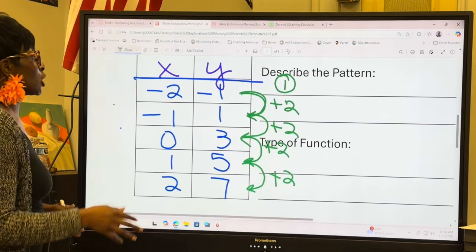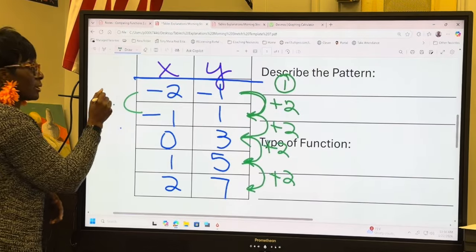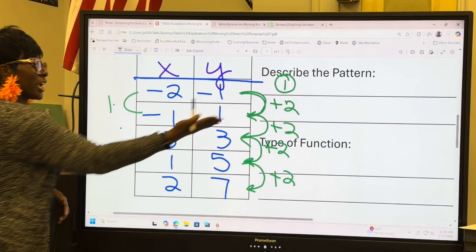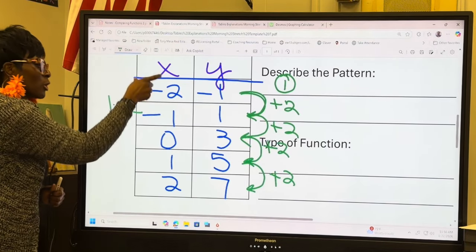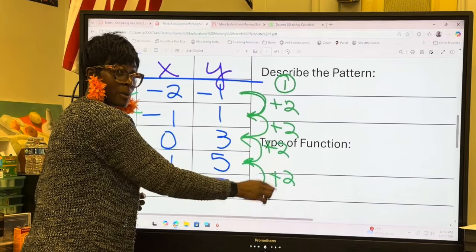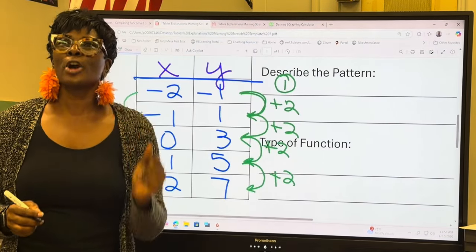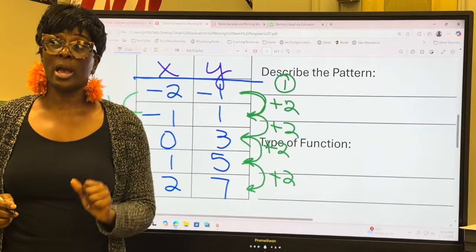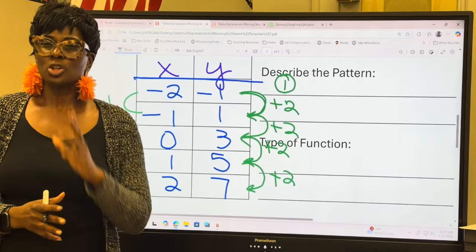If I had to find a slope for this, the slope would be 2 over what? 1. The change in y over the change in what? X. But for these, we don't really have to worry about these because they're always going to be 1 apart. So we just look at this part. Is everybody with me? So right now, my constant first difference is what? What is my constant first difference? 2.